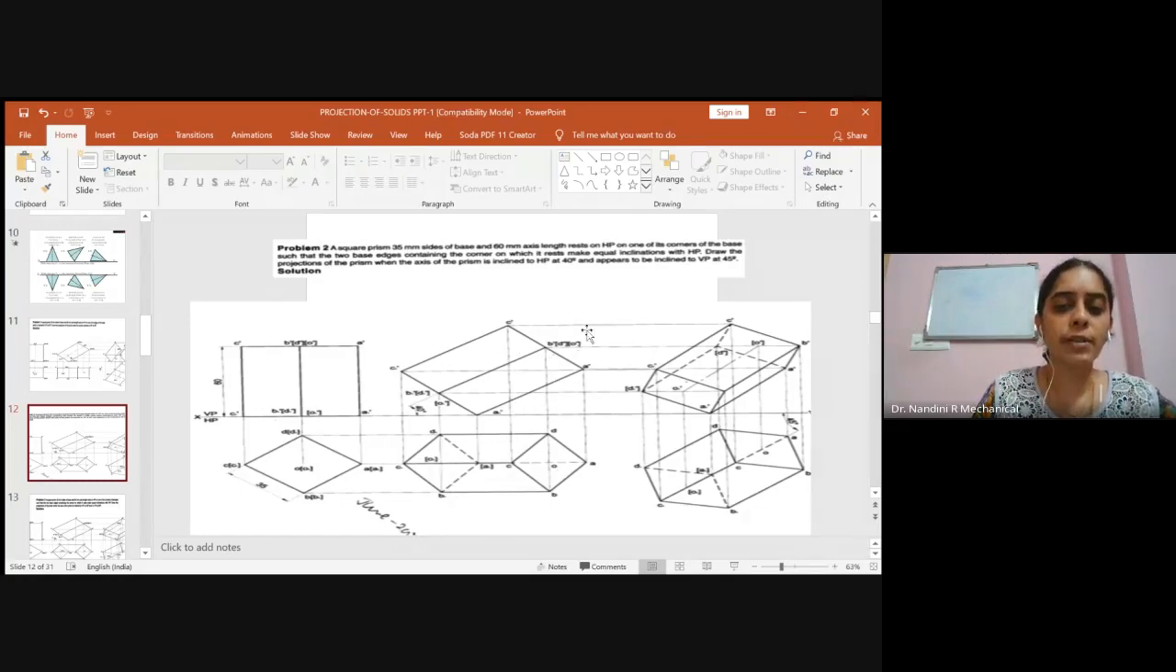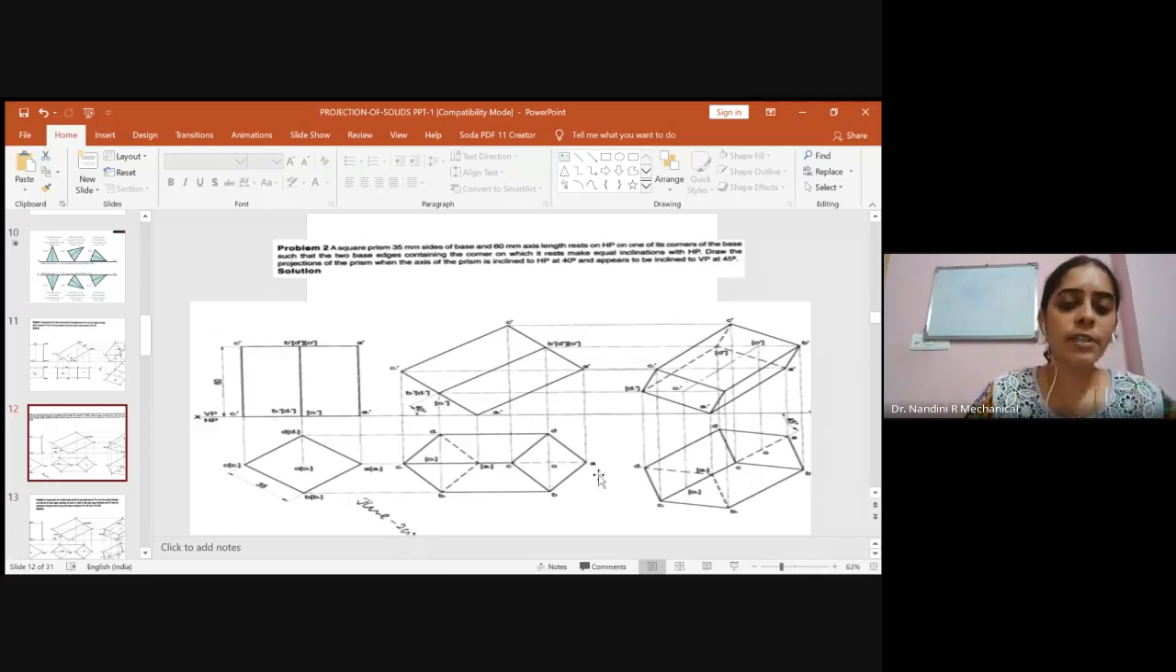So after you take the projection down, what is our next step? To extend the projection even from the top view. So you extend the projection. After extending the projection, be sure to read the locus properly.